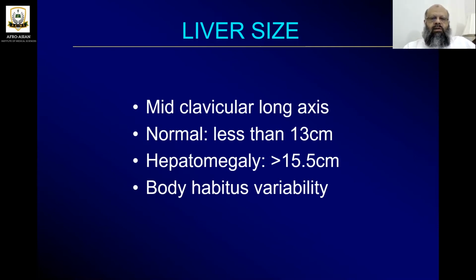infectious diseases like Pakistan, we take 16 centimeters in adults as normal upper limit, and we usually label hepatomegaly when it is above 16 centimeters, whereas internationally it is about 15.5 centimeters, which is the upper limit. It also depends upon body habitus, the height of the patient, so it varies with that.